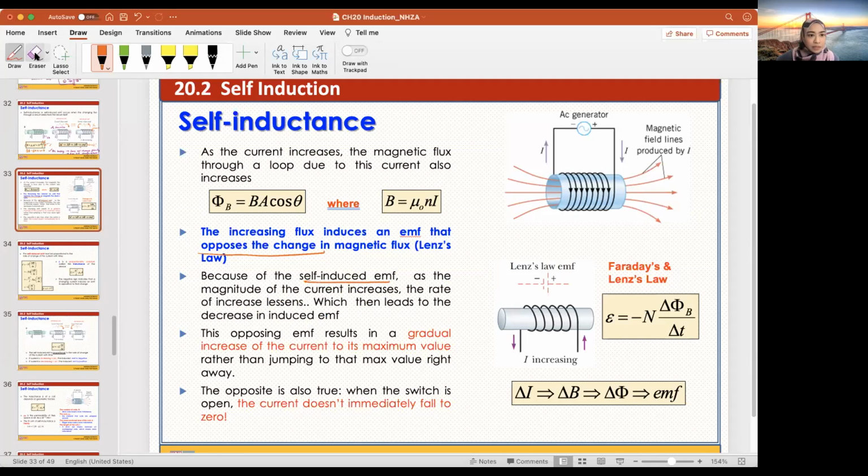Okay, so this sentence is a little bit confusing. Let me explain. Because of the self-induced EMF, as the magnitude of current increases, we saw that the I was increasing. Because I was changing, you had a change in the magnetic flux, which also changes the induced EMF, because if it keeps on changing, the induced EMF can also change.